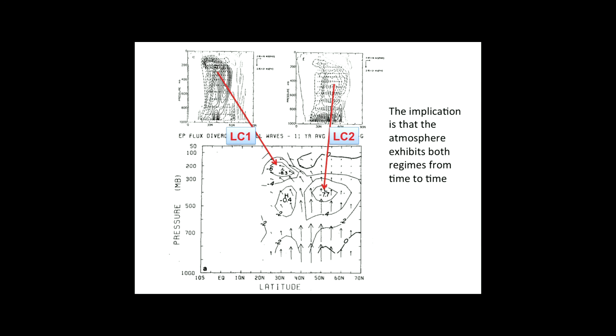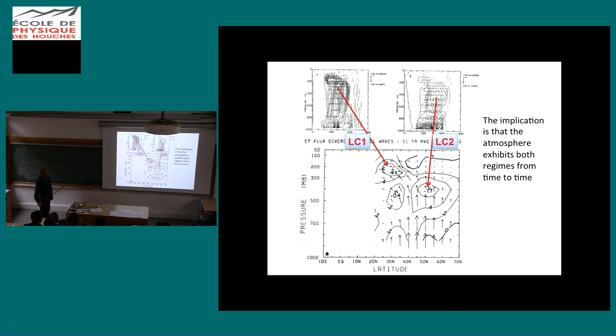Okay, so following this hierarchy of model ideas, you can match up this feature with this feature here, and you can match this feature with this feature here. So the implication is the atmosphere can exhibit both of these regimes, and basically the waves can break either on the poleward flank of the jet or the equatorward flank of the jet. They tend to break on the equatorward flank of the jet. So I'll show you that in a second.